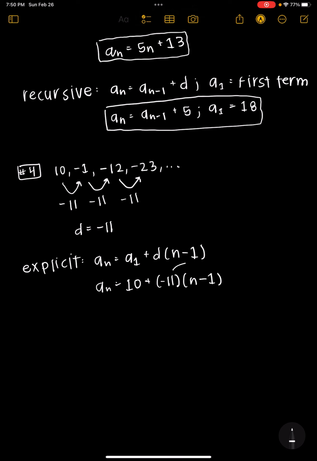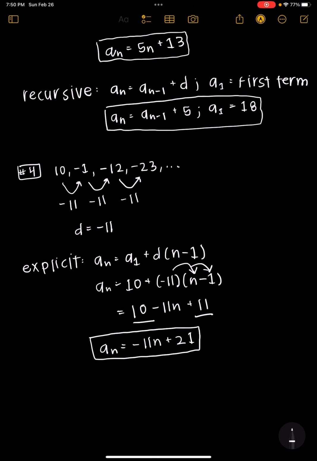This is fine, but we can simplify by distributing the negative 11, which would give us 10 minus 11n plus 11, and then we can combine like terms, which would ultimately give us the explicit formula of a sub n is equal to negative 11n plus 21. So there is our explicit formula.